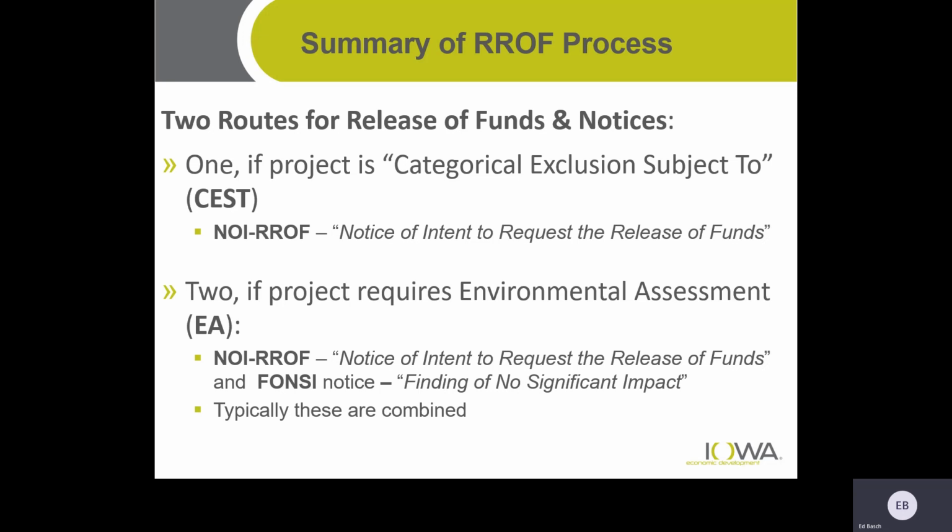So, two routes for request to release of funds and notices. If it is categorical exclusion, subject to, you do a notice of intent to request the release of funds. Okay, and if it's exempt and not subject to, you actually don't do a notice at all. So that's why that's not on there. If it's an environmental assessment level, you have what they call a combined notice. Notice of intent to request a release of funds, just as above here, but also a FONSI, a finding of no significant impact. The FONSI is not required at the categorical exclusion subject to level, but is on the environmental assessment.